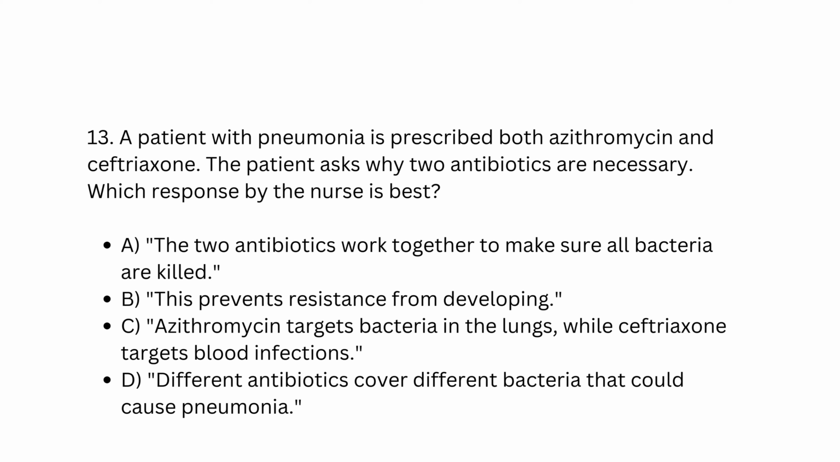13. A patient with pneumonia is prescribed both azithromycin and ceftriaxone. The patient asks why 2 antibiotics are necessary. Which response by the nurse is best? A. The 2 antibiotics work together to make sure all bacteria are killed. B. This prevents resistance from developing. C. Azithromycin targets bacteria in the lungs, while ceftriaxone targets blood infections. D. Different antibiotics cover different bacteria that could cause pneumonia.